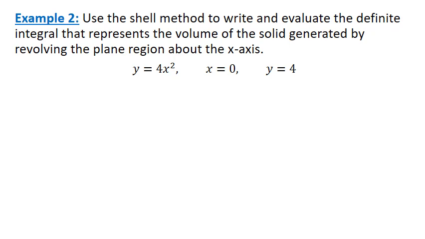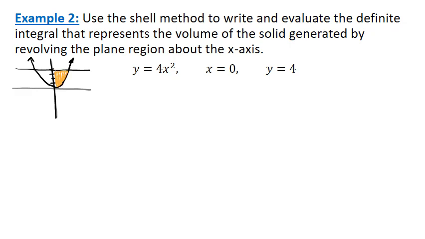Okay, in example 2, we are given 3 functions, but we are not given the graph, so we need to come up with it on our own. So in this case here, sketching a quick picture of this, y equals 4x squared would look a little something like this. x equals 0 goes through the x-axis at 0, and y equals 4 goes through the y-axis at 4. So this here becomes our region of interest.